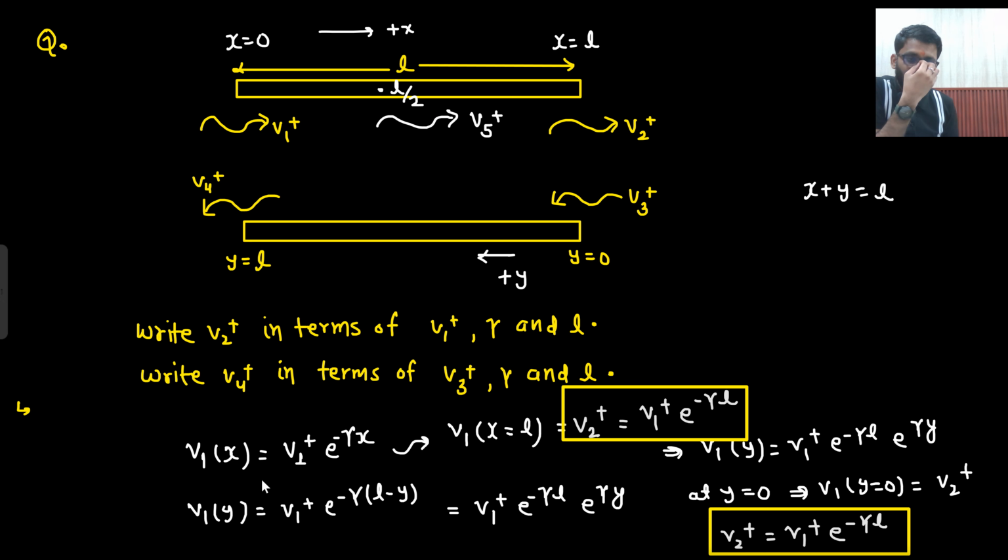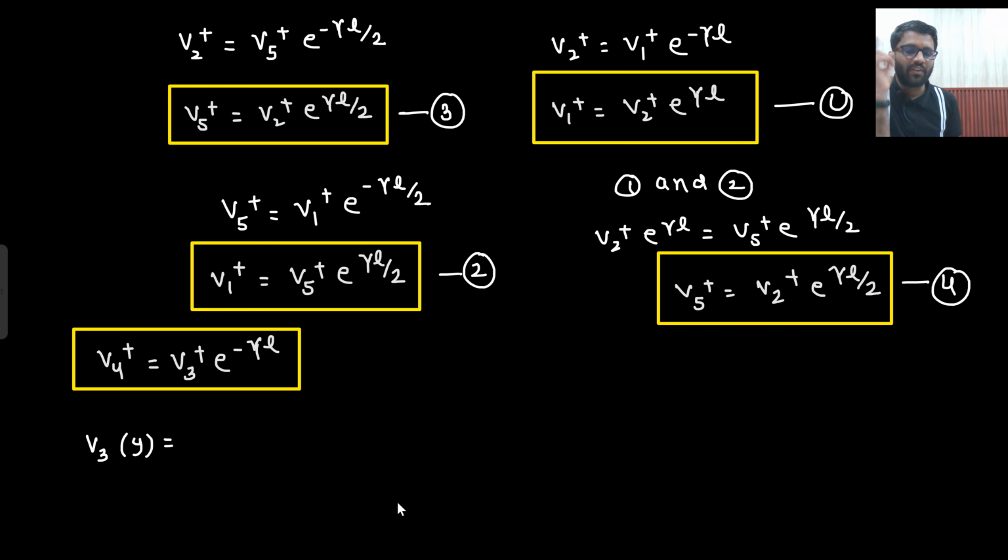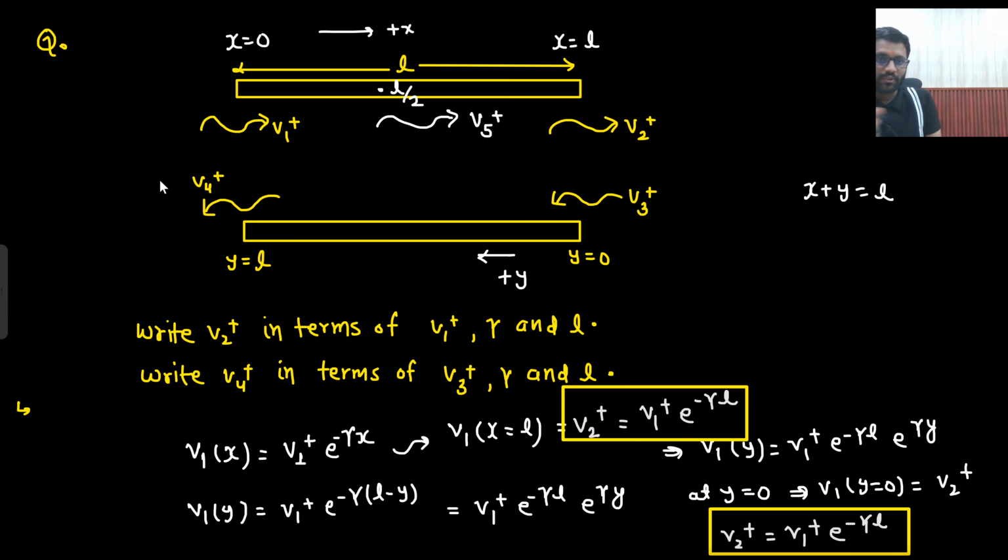Here I wrote the equation of V1x because V1 was traveling in positive x. Now V3 plus is traveling in positive y, so I can write down the V3y equation. What would be V3y? V3y would be V3 plus x e to the power minus gamma y. Why is that so? Because it is traveling in positive y direction.